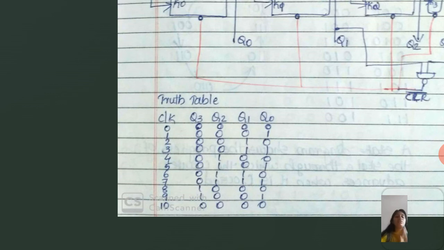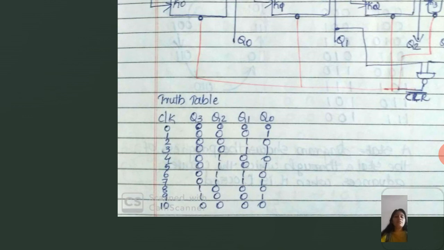If you are providing clock as 0, the first clock, there is no change. If you are giving the first clock, then Q0 will be indicated. For the case of 2, Q1 will be indicated. For the case of 3, Q1 and Q0 will be indicated. It is all like the representation of a number in 4-bit binary form. The fourth one will be 0 1 0 0. Fifth one will be 0 1 0 1.